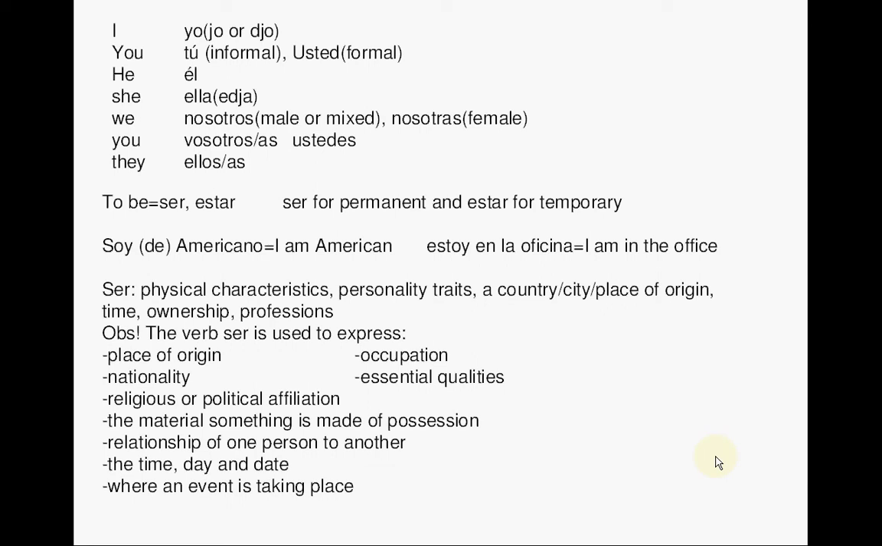Soy americano. I am American. Estoy en la oficina. I am in the office. As you know, when you are talking about your nationality, it is ser you use, and for a temporary place or a temporary situation, you are using estoy or estar.